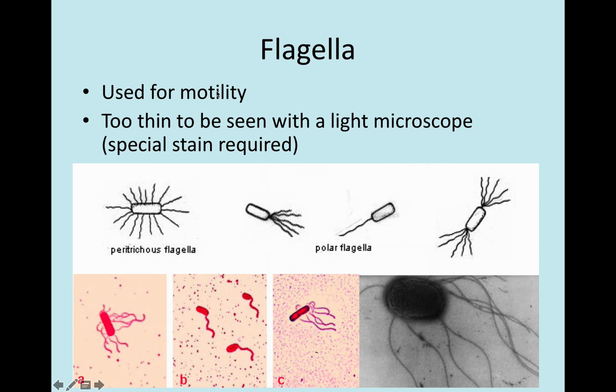Some bacteria have flagella, which are used for motility, and these are too thin to be seen with a light microscope, so we have to use a special stain which will attach to those flagella proteins in order to highlight them using the light microscope. The flagella can come in a variety of arrangements. So here's peritrichous flagella, indicating that they're found all over the bacteria. Polar, just at one end. They can be tufted, or they can be at both ends.